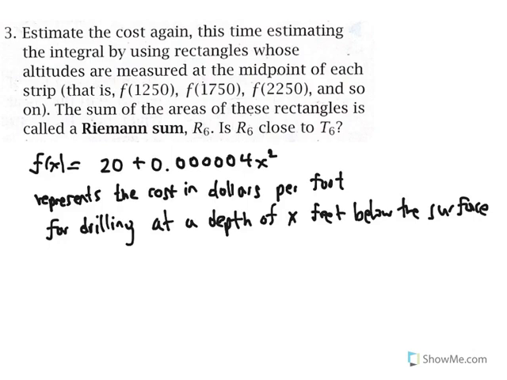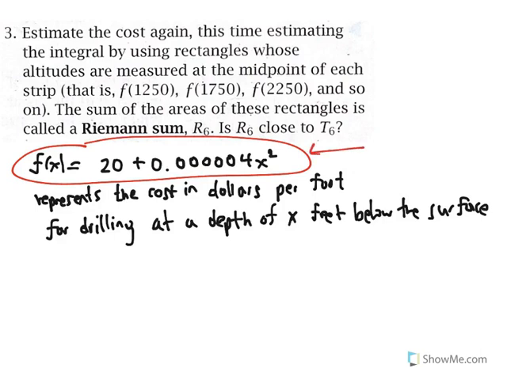The drilling contractor estimates that the cost in dollars per foot, f of x, for doing the drilling is given by this function, where the output of the function represents the cost in dollars per foot, and the input x of the function represents the depth at which we are drilling. So the deeper we are in the well, the more it will cost to drill an additional foot.